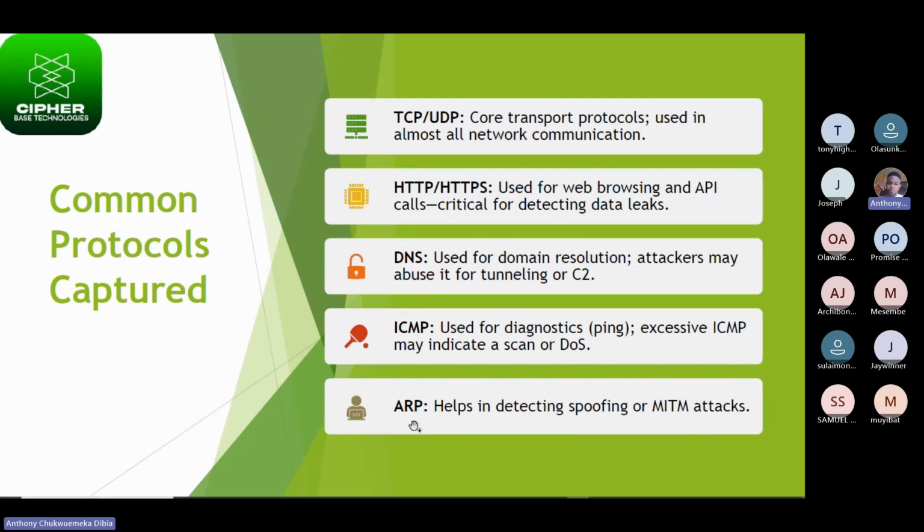Now we have the ARP, which is Address Resolution Protocol. It helps in detecting spoofing or man-in-the-middle attacks. Spoofing is a situation whereby an attacker, after gaining access to a network, needs a private IP within that network to be able to crawl within it, so he could spoof a particular IP to make it the IP he or she would use.